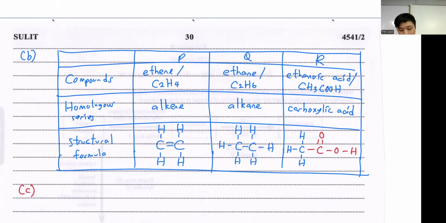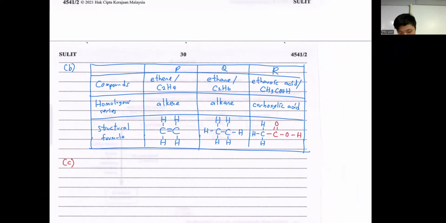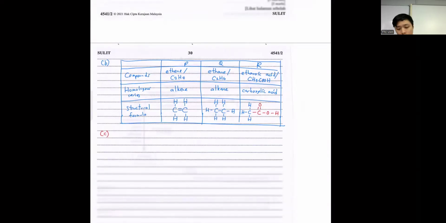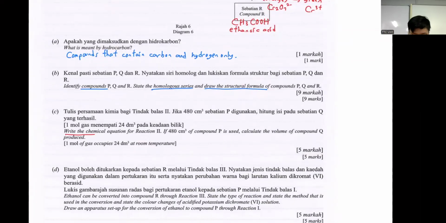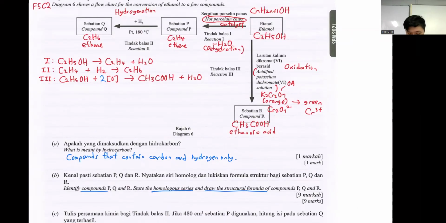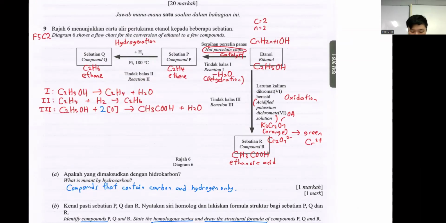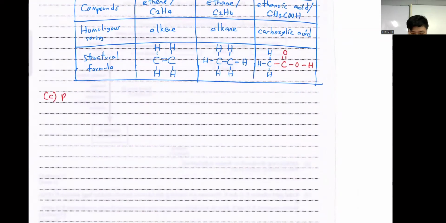Part C. Wait, what do they ask? Write the chemical equation for reaction 2. I showed already. So C2H4 plus H2 becomes C2H6. Another 3 marks.